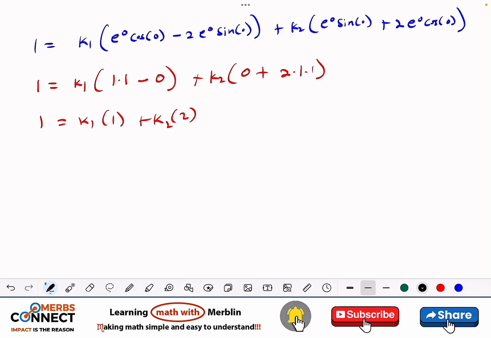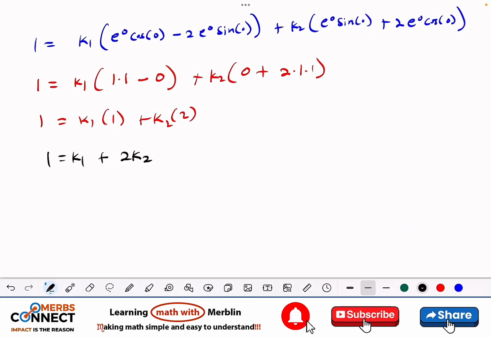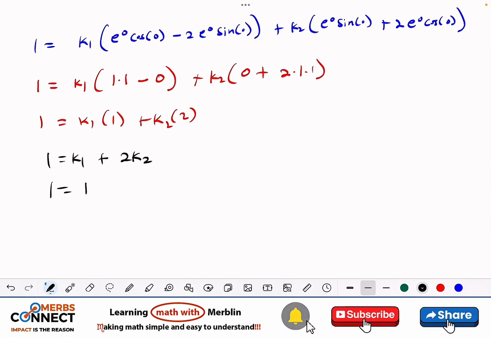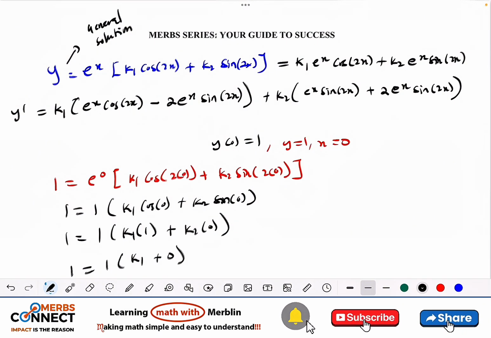So what are we going to get? 1 is equal to k1 plus 2k2. But we know that k1 is equal to 1. So this is 1 plus 2k2. And then 1 minus 1 is equal to 2k2. 0 is equal to 2k2. And then this implies that k2 is equal to 0. So this is kind of very simple.